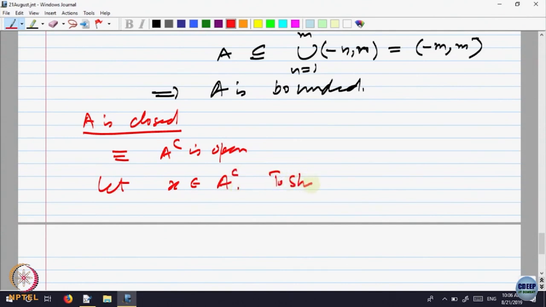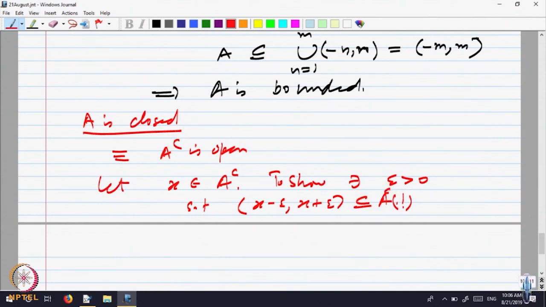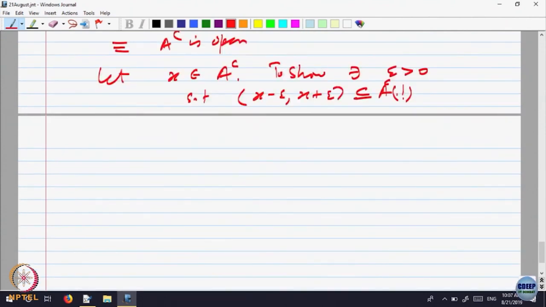To show there exists some epsilon bigger than 0 such that x minus epsilon to x plus epsilon is contained inside A complement. So, that is what is to be shown. Now, how do I manufacture coverings from here? Every point I want to show this. Now, here is something which is very useful. Here is a note on how to get open sets. Look at x, a point, and look at all y belonging to the real line such that the distance between x and y is less than or equal to some number, then it is a closed set, right?